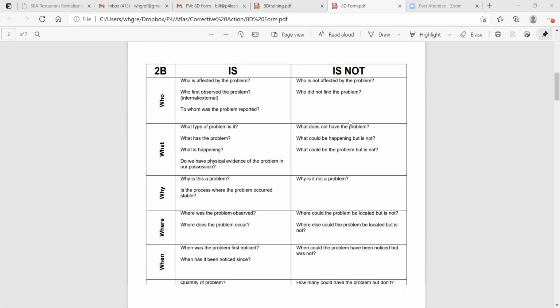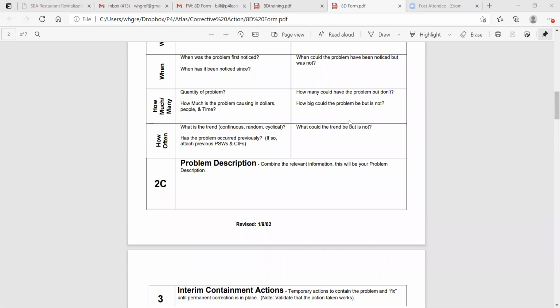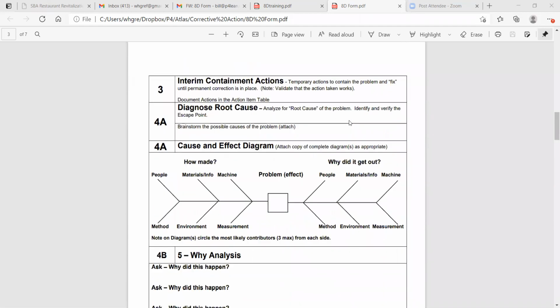And then 3 is interim containment actions. What are the steps that we've already taken to contain the problem and fix it until the permanent correction is in place? And we want to validate that the action taken actually works. And we're going to document the actions in the action item table, which I'll show you in a second.